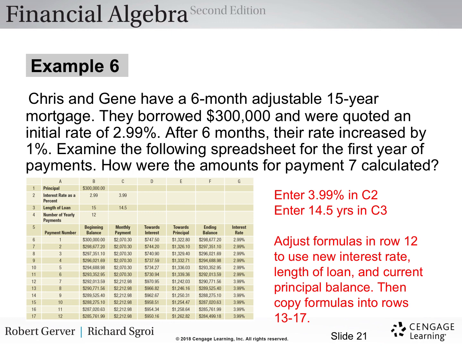And then finally, they had to adjust the formulas in row 12 to use the new interest rate, the new length of the loan, and the current principal balance. Then they copy these formulas into rows 13 through 17 for the last 6 months of the first year.